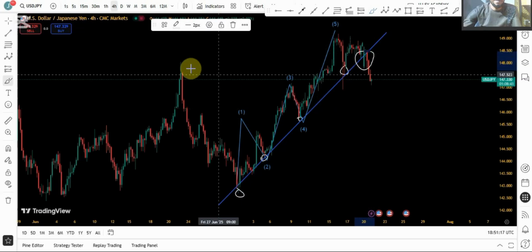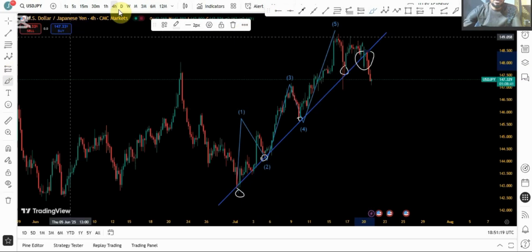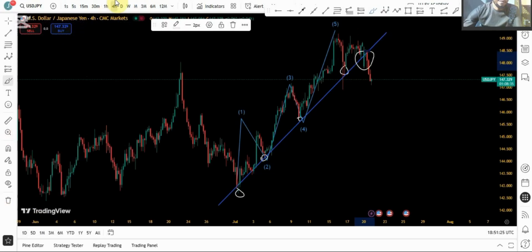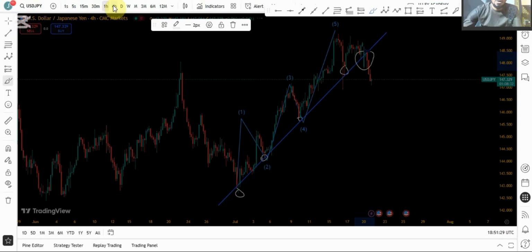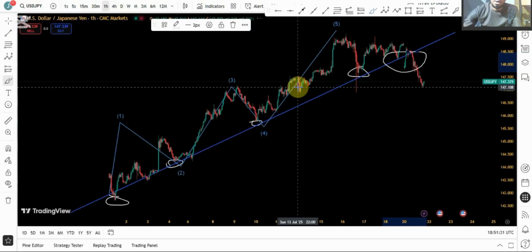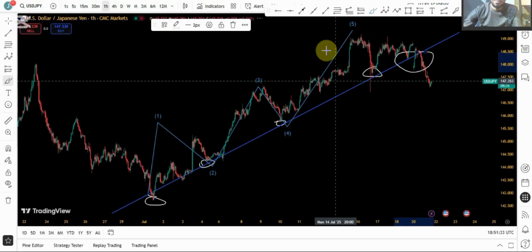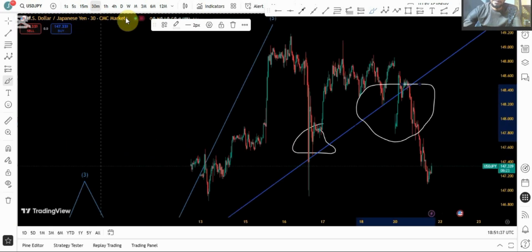Of course, this is the 4 hours time frame, this is a very big time frame, so you're not going to focus on this time frame for your analysis. Of course, you have to go lower for confirmation. You have to go to the 1 minute time frame and observe what's going on from the 1 minute time frame. Also have to go lower to the 30 minutes time frame.